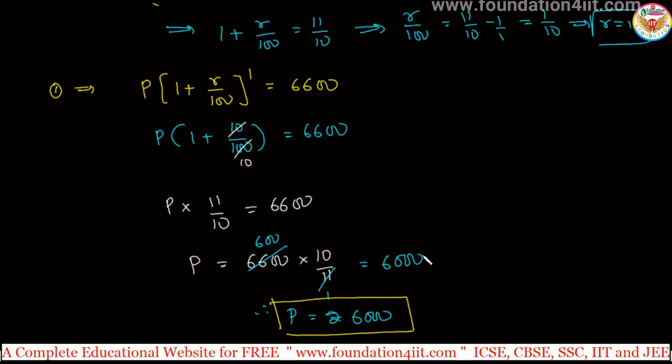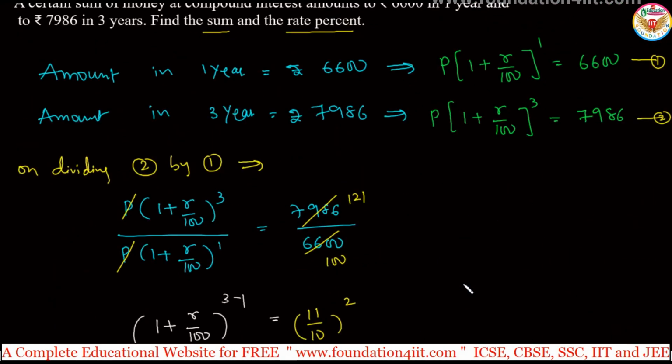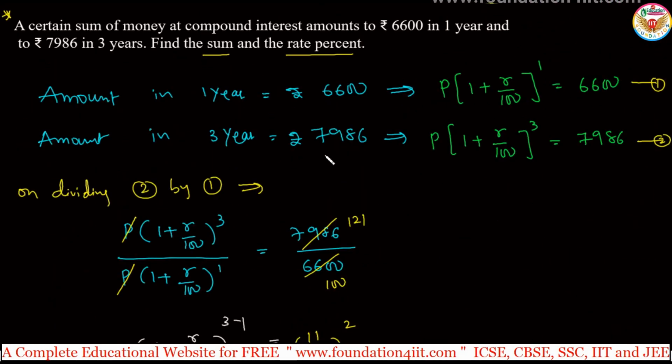Just by elimination we cancelled the P and got the R value. Once you get the rate of interest, substitute it in equation 1 or 2, and you'll get the same P value. Okay, this is the method we can follow to find this type of sums. Let us see a few more in different concepts.